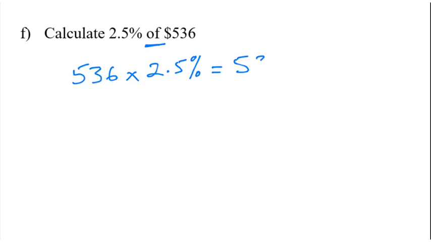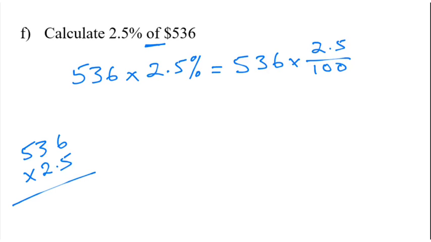Okay, let's find 2.5% of 536. So of meaning times. So I'm going to take 536 and multiply that by 2.5%. Now that 2.5%, I can write that as 2.5 over 100. So what I need to do now is I need to do that division. So 536 times 2.5. So 5 times 6 is 30, 5 times 3 is 15, plus 3 is 18, and 5 5s are 25, plus 1 is 26.